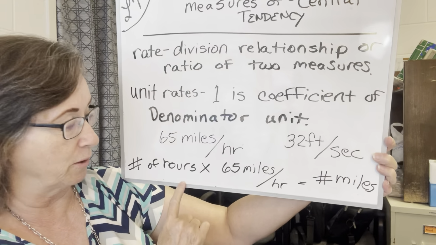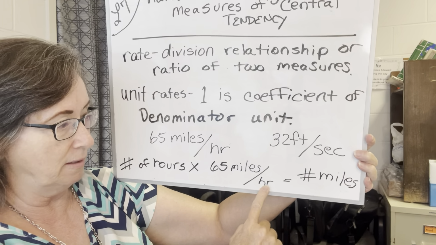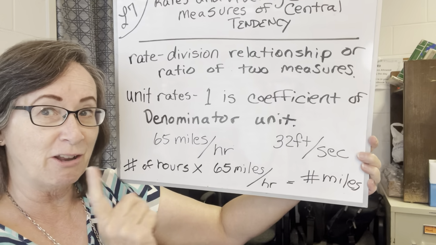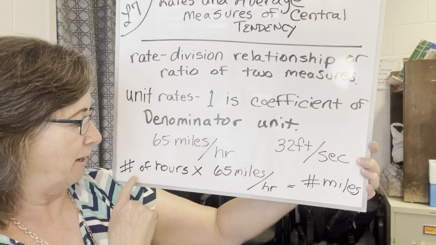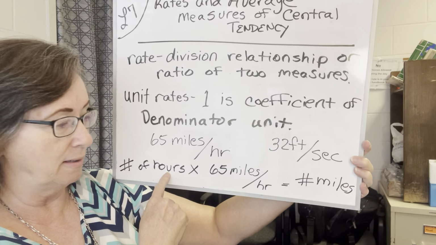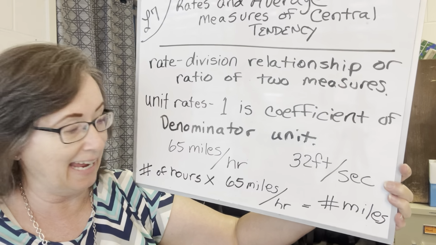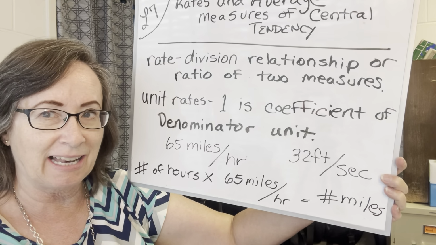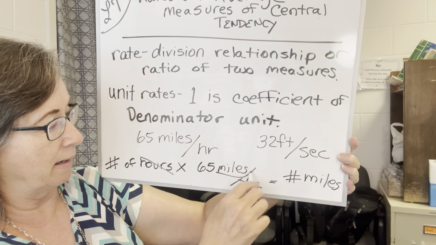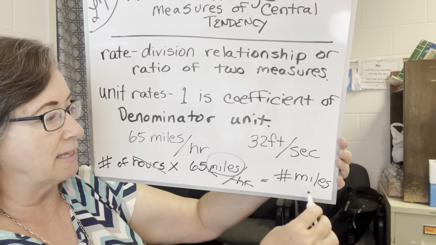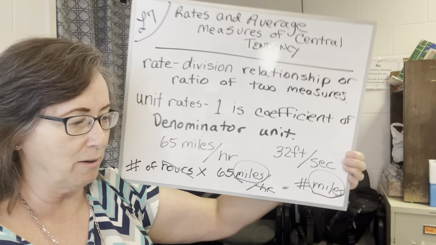The number of hours times 65 miles per hour gives us the number of miles. Now notice how we're using exactly what we did last couple of lessons here. Hours is on top. Hours is on bottom. Hours is going to cancel. And when I cancel out the units, like a little road map, it tells me where I'm going. Now I only have miles, therefore my answer is in miles. And that's what I wanted.